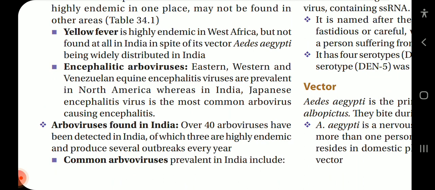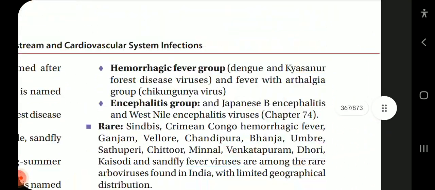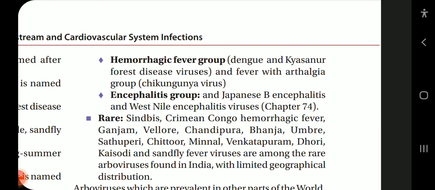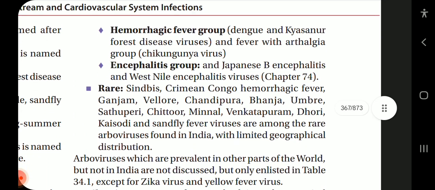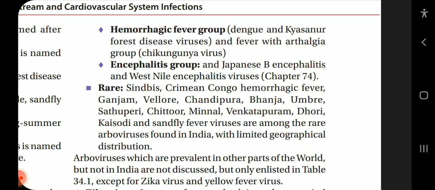Arboviruses found in India. Over 40 arboviruses have been detected in India, of which three are highly endemic and produce several outbreaks every year. Common arboviruses prevalent in India include hemorrhagic fever group: dengue and Kyasanur forest disease virus; fever with arthralgia group: chikungunya virus; encephalitis group: Japanese encephalitis and West Nile encephalitis virus.